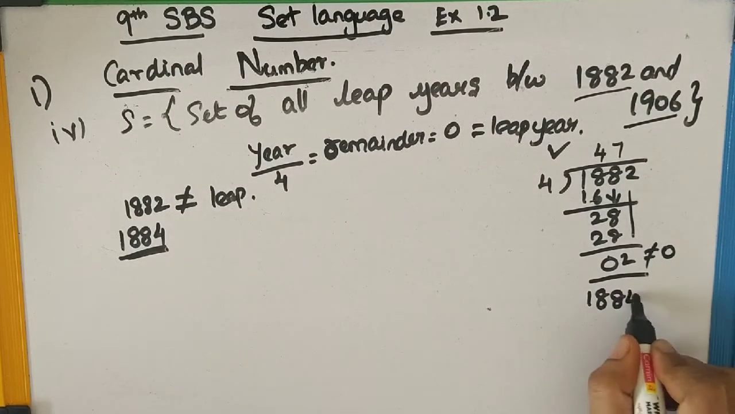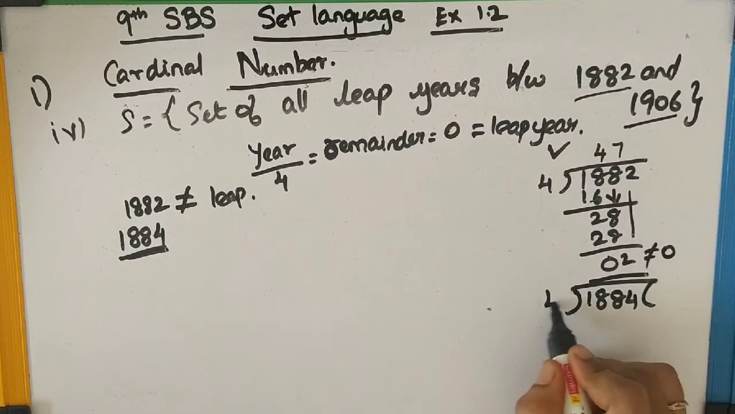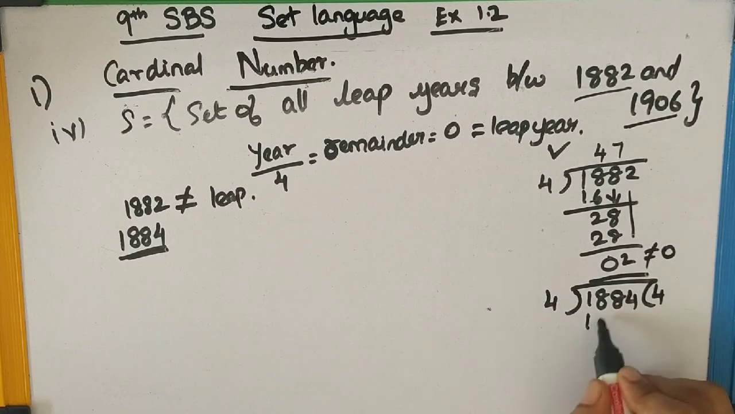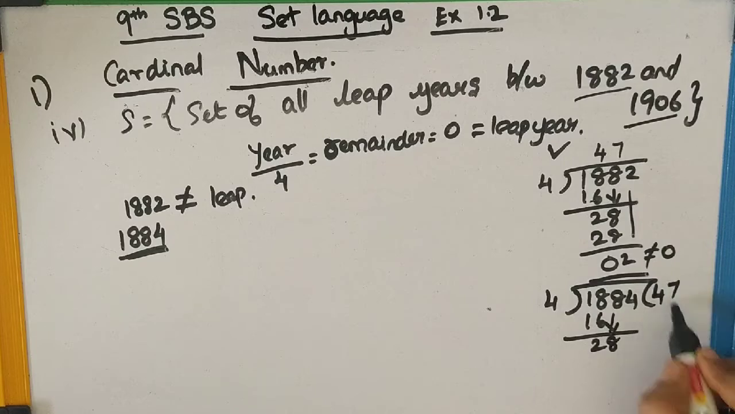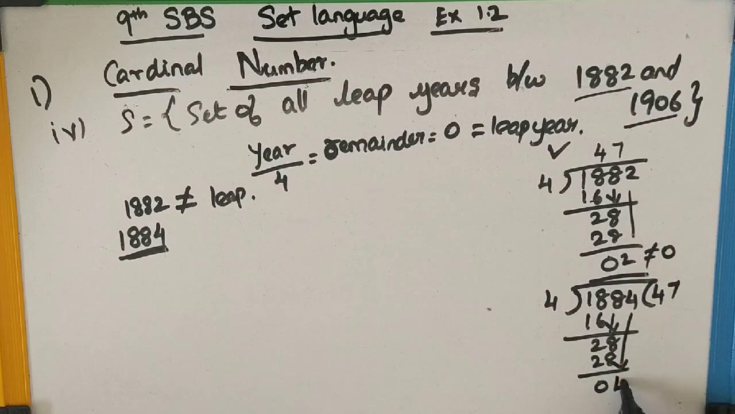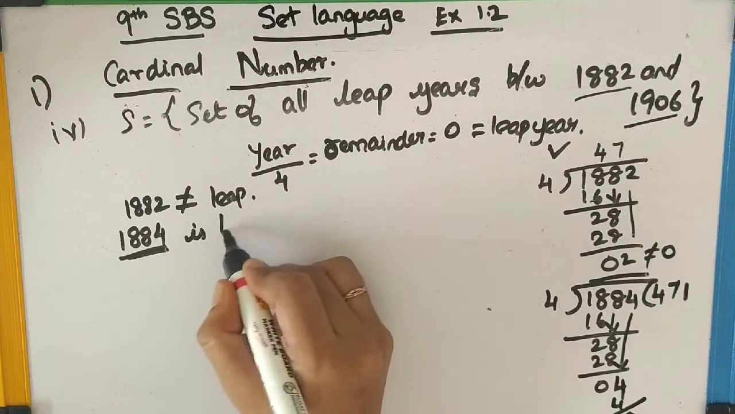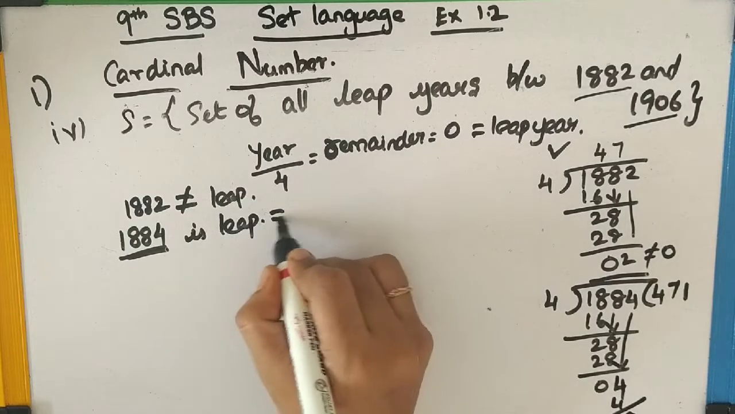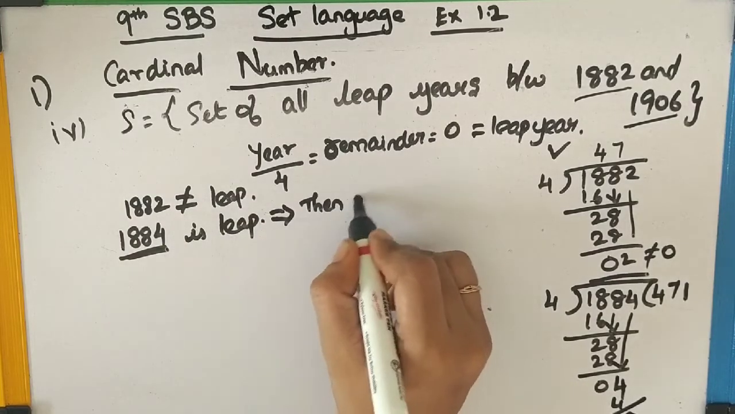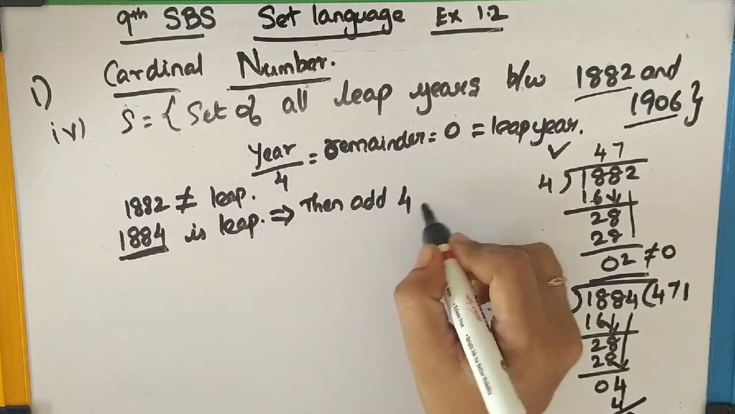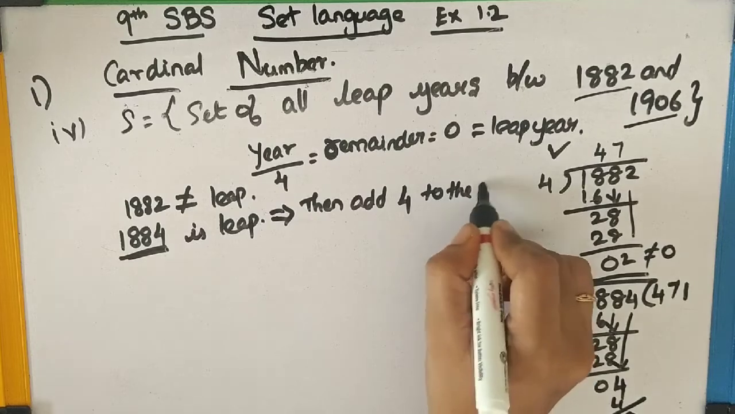Okay, now take the next even number and check whether it's a leap year or not. Do the normal division as for the first one. So, 4 4s are 16, the remainder is 2, bring down 8, 7 4s are 28, the remainder is 0, bring down 4 and 1 4 is 4, so the remainder is 0. So, this year is a leap year. 1884 is a leap year. What about the next? Just add 4 to it and go on.